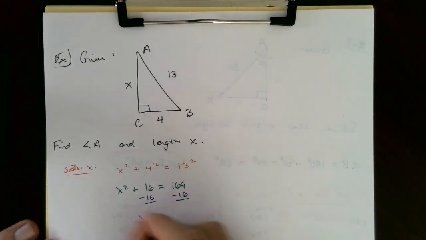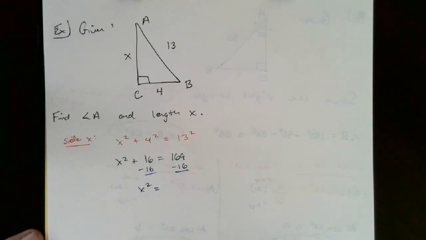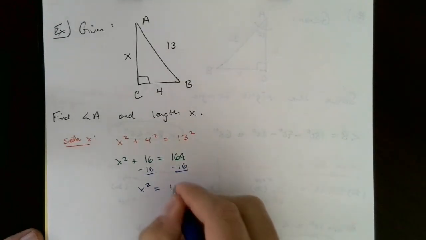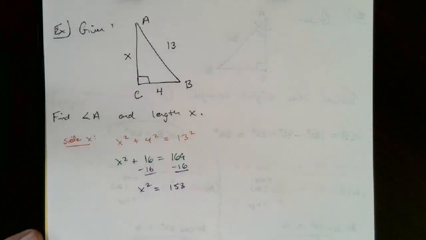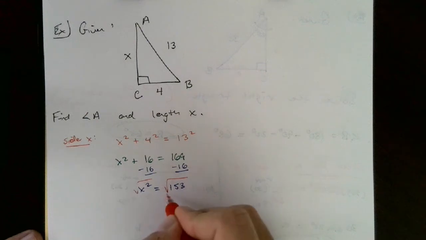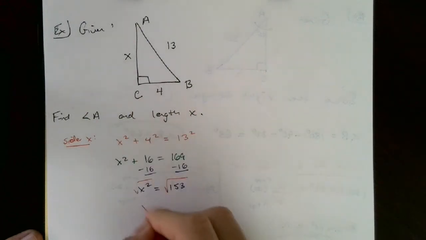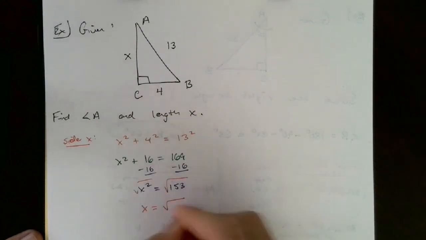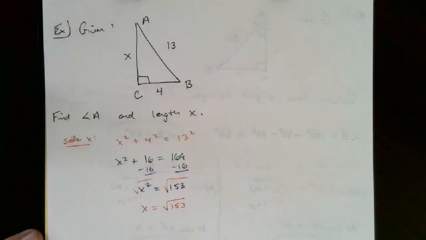This should be old news at this point. So you end up with x squared equals 169 minus 16, which would be 153. And then solving this, we take the square root of each side. Normally I'd put plus or minus, but because I know it's the length of a side, I know it has to be positive, so x equals the square root of 153.